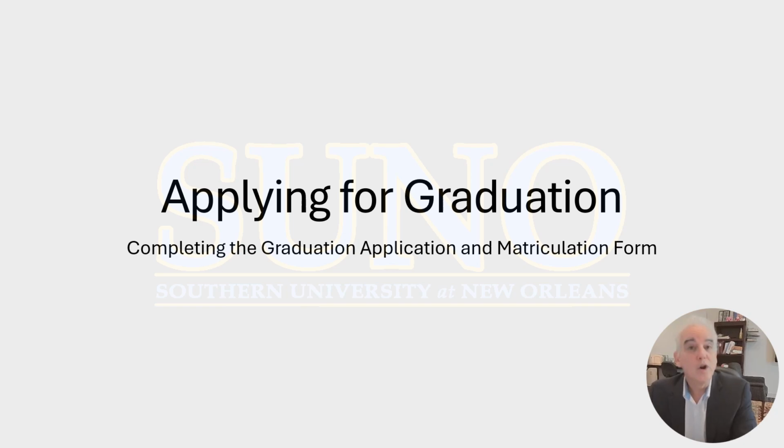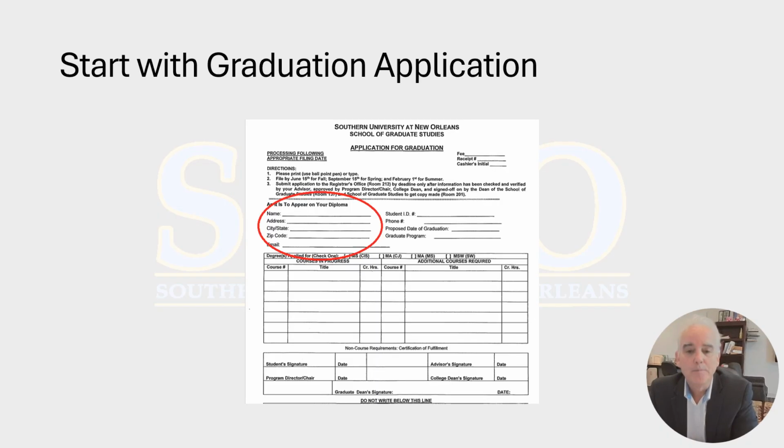Okay, students, so you're wondering, how do I apply for graduation? If you've got 30 plus hours and you're about to graduate in the spring, you must complete the graduation application and the matriculation checklist. I'm going to walk you step by step in this short video through how to complete those things. Ready? Let's go. Number one, you start with your graduation application.